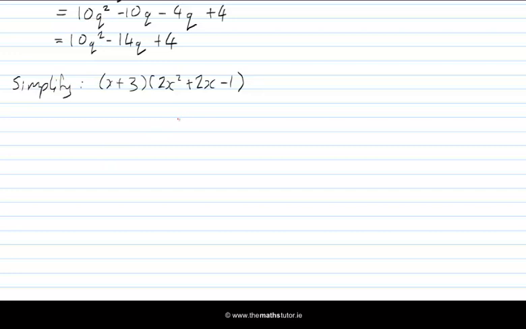So here's another example where things are a little bit more complicated. This time we have one bracket with 2 terms in it and another bracket with 3 terms in it. But we work exactly the same way as usual. We start by taking this x, the first term in the first bracket, multiplying it by everything in that bracket, and we take the 3 and multiply it by everything in this bracket.